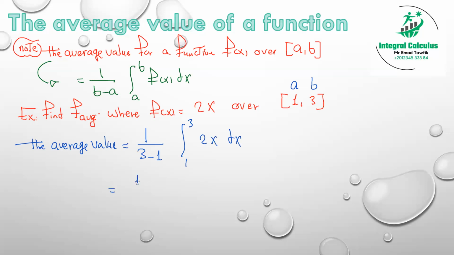1 over 3 minus 1, so it's 1 over 2, multiplied by the integration from 1 to 3 of 2x. Integration of 2x is 2x squared over 2. Then you have to make your substitution from 1 to 3. This 2 will be canceled with this 2. So my final substitution has to be half multiplied by a substitution minus a substitution, like this. The first substitution by 3, which is 3 squared, minus the second substitution, which is 1 squared.